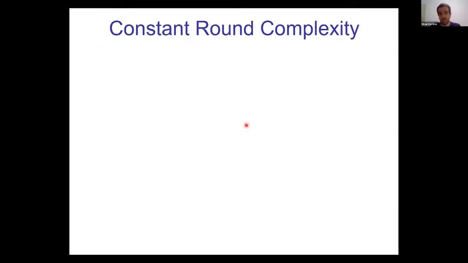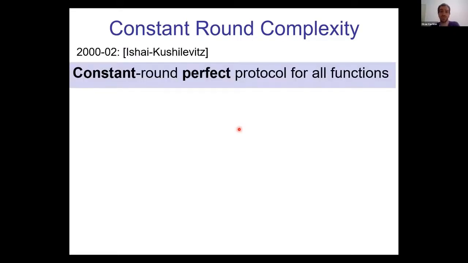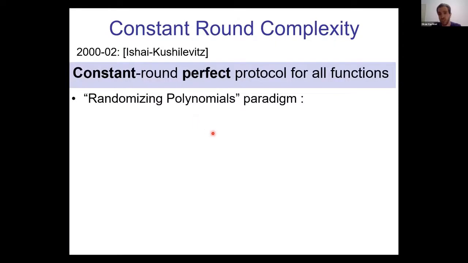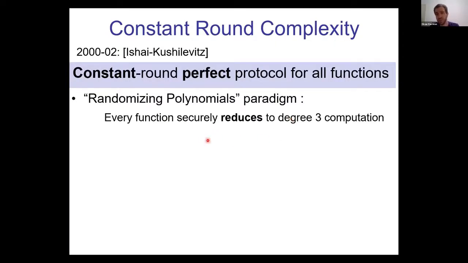Okay, so there is a large body of work on perfect MPC, and I will not be able to introduce everything. I do want to mention the work of Ishai and Kushilevitz that shows that every function can be perfectly computed in a constant number of rounds. Their work is based on the randomizing polynomials paradigm, in which they show that every function securely reduces to a degree 3 computation. And by applying BGW on a degree 3 computation, we obtain a constant-round protocol.